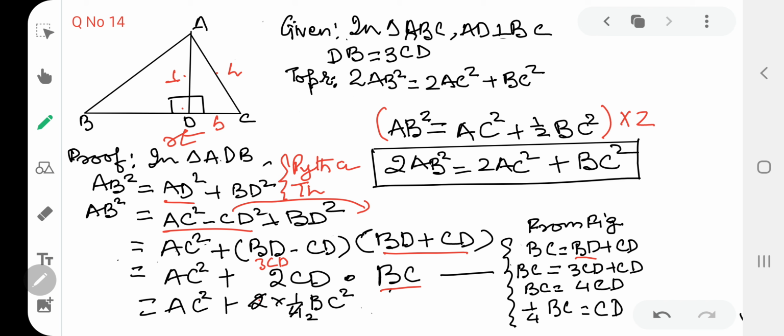So I hope you are able to understand this question. These questions are important questions from the exercise.